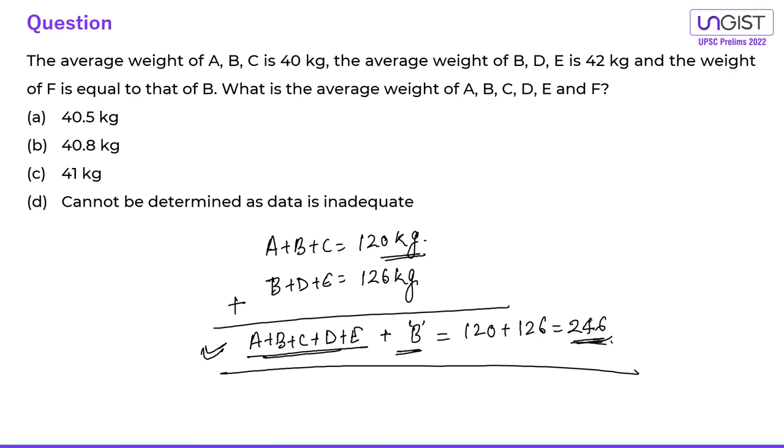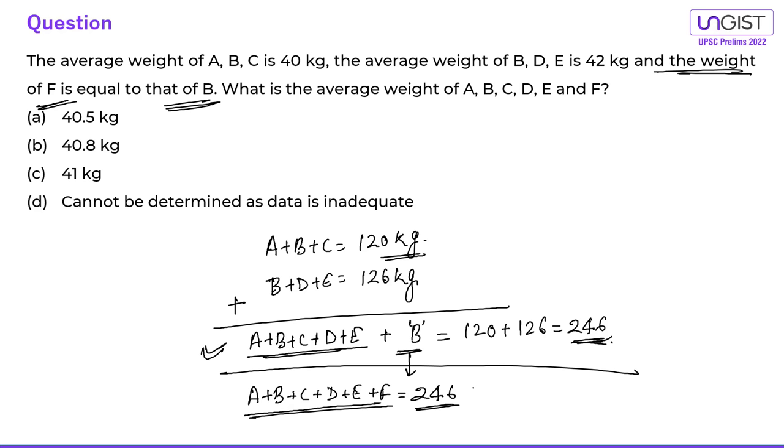After that, the question is saying the weight of F is equal to the weight of B. So B can be replaced with F. So friends, here A plus B plus C plus D plus E plus F is equal to 246, right? So the sum of the weights of A to F is equal to 246 kg. We need to find the average. So obviously this sum will be divided by the number of people. This is 6, so this is 41 kg. Right, everyone, the answer is 41 kg.